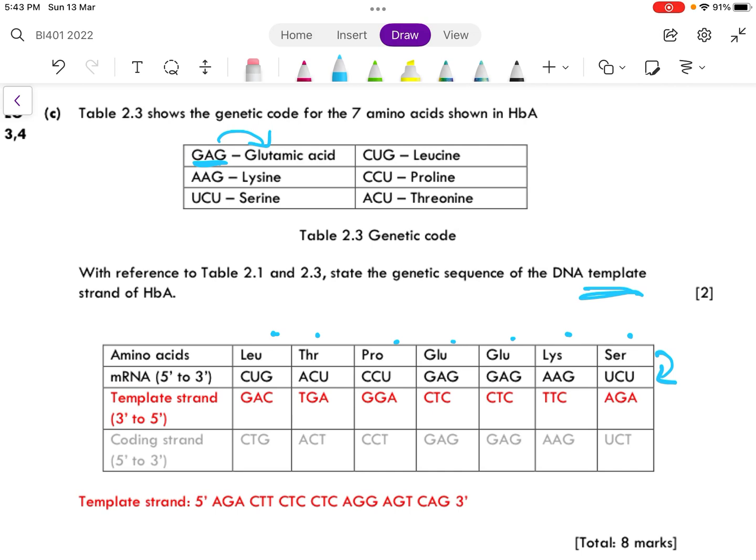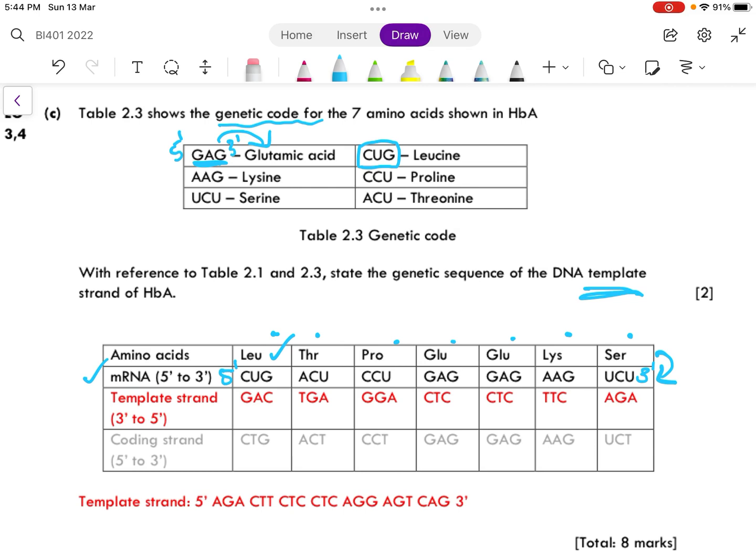How did I get that? Well, I refer to this genetic code over here. Leucine will be CUG, and so on and so forth. So the first thing I've gotten is the mRNA sequence. When you write out the sequence this way, it's actually from 5' to 3', because we read all mRNAs from 5' to 3' direction. So that means everything you see here is actually in 5' to 3' direction.